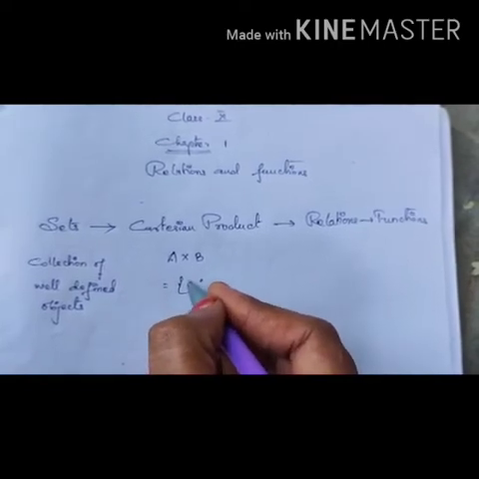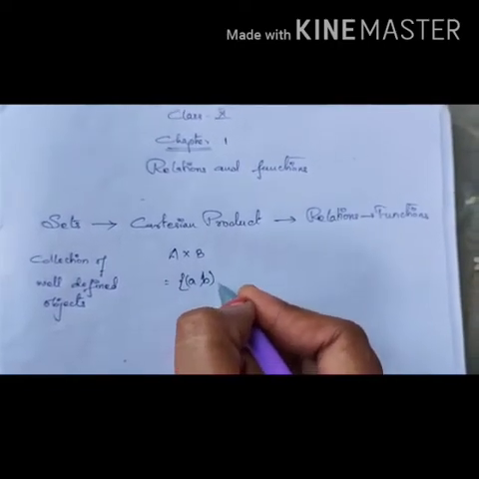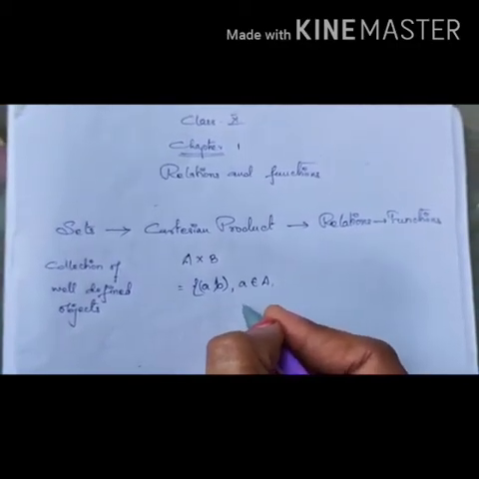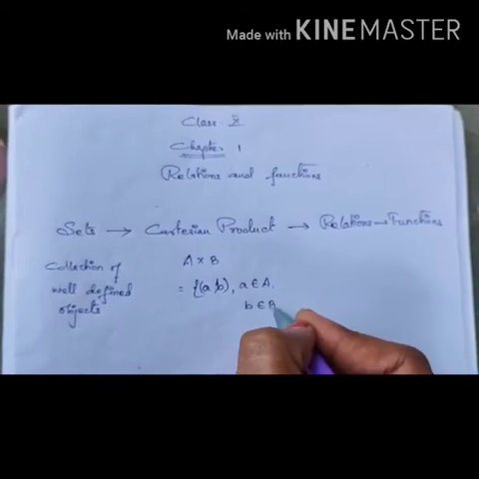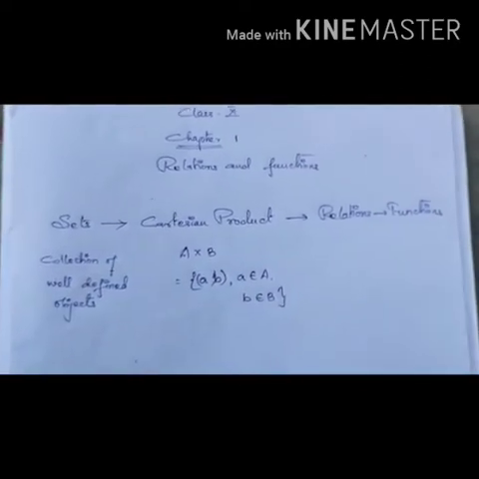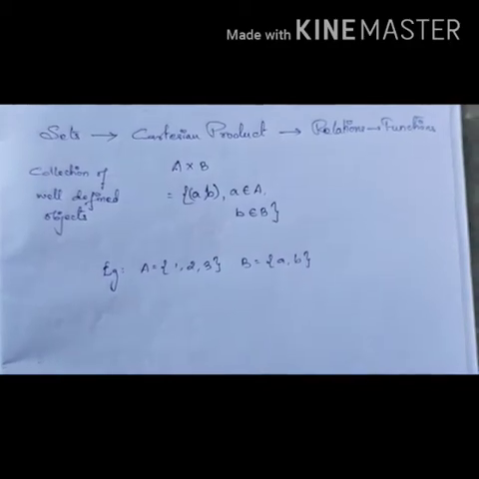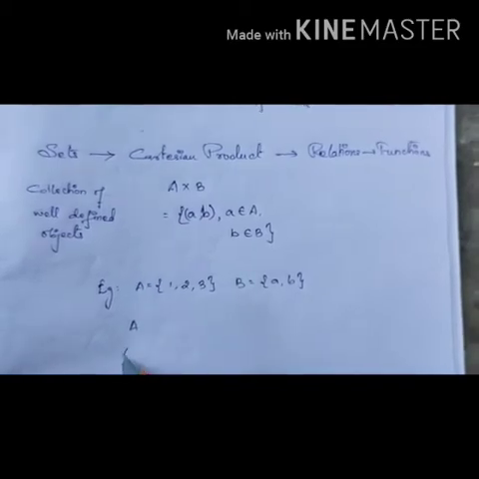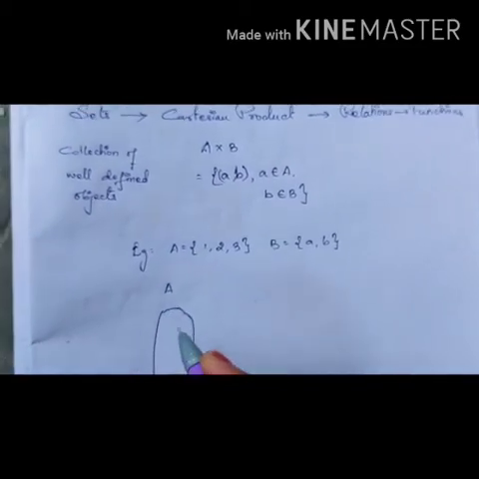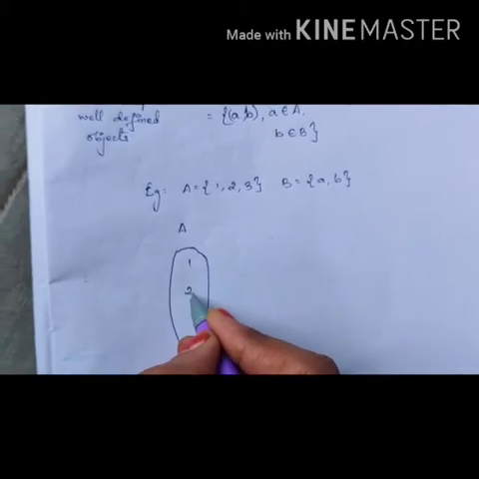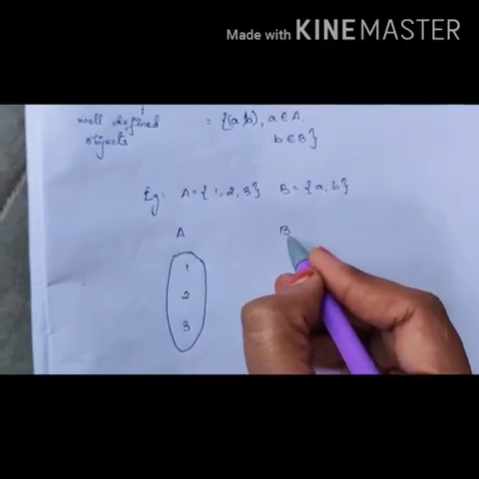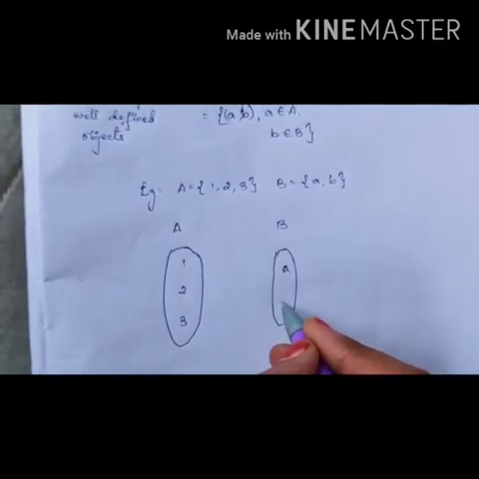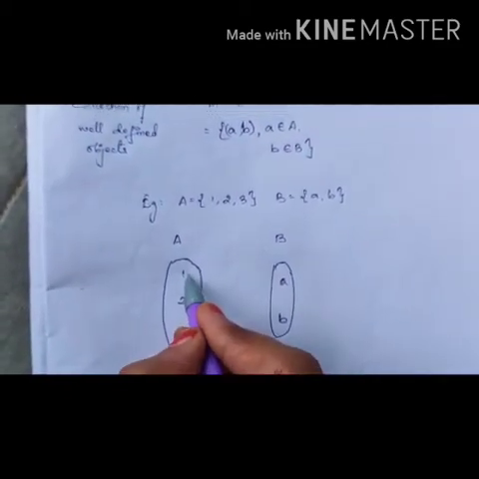Where the answer will be an ordered pair, all possible ordered pairs (a, b), where a belongs to A and b belongs to B. Similarly, we'll get all the possible ordered pairs. So let us see an example related to that, where A is equal to {1, 2, 3} and B is equal to {a, b}. The possible ordered pairs will be found by using a mapping, where A has the elements 1, 2 and 3 and B has the elements a and b. While mapping, we will get the possible ordered pairs.